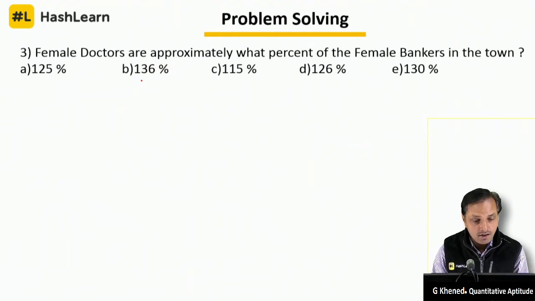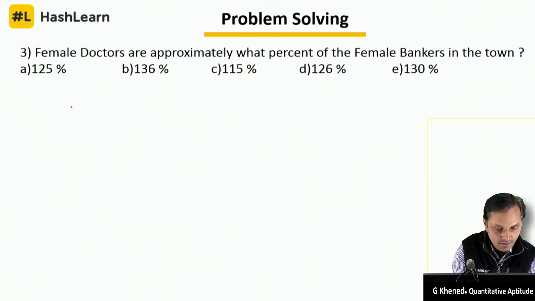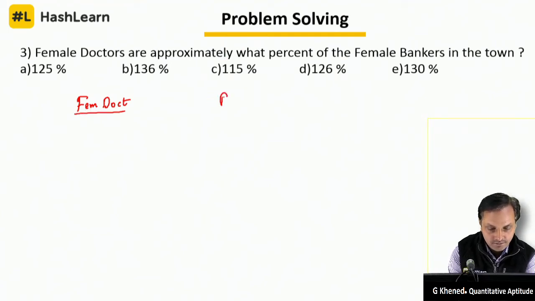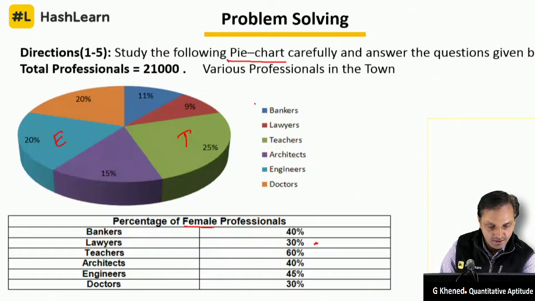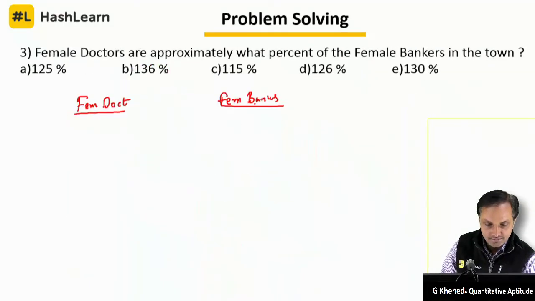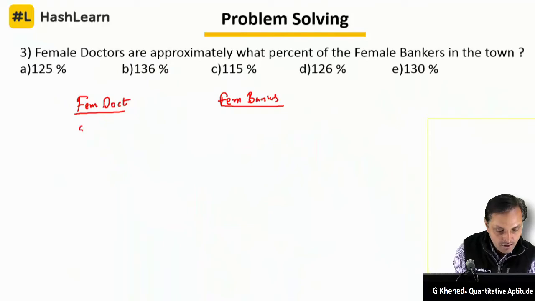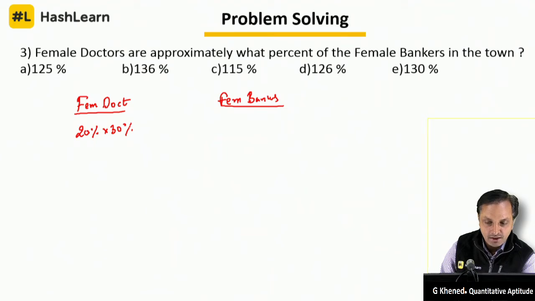Female doctors are approximately what percent of the female bankers? So let us take what is female doctors and female bankers. So female doctors are how many? So doctors are 20%. In that, female is 30%. So 20% into 30%, that is the female doctors.